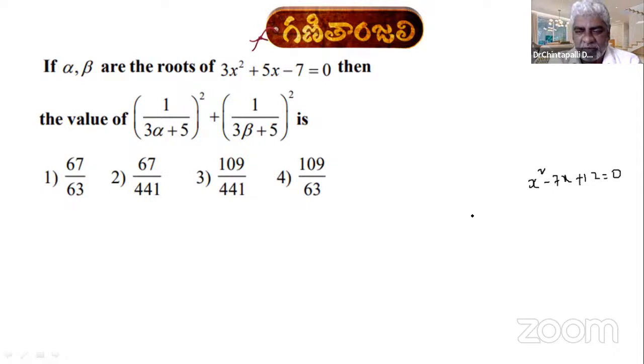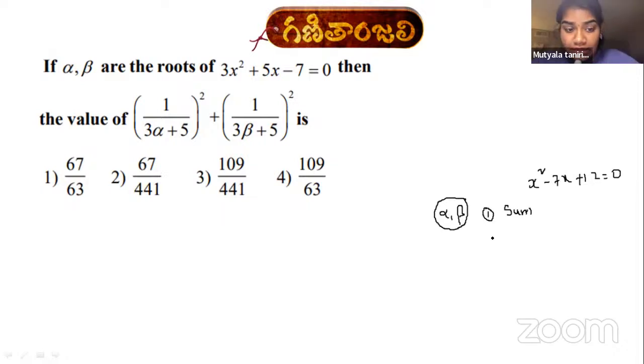For example, if the roots are given as alpha and beta, we can do 4 things with these 2 roots. First thing we can do, we can find its sum. Second thing, we can find its product.